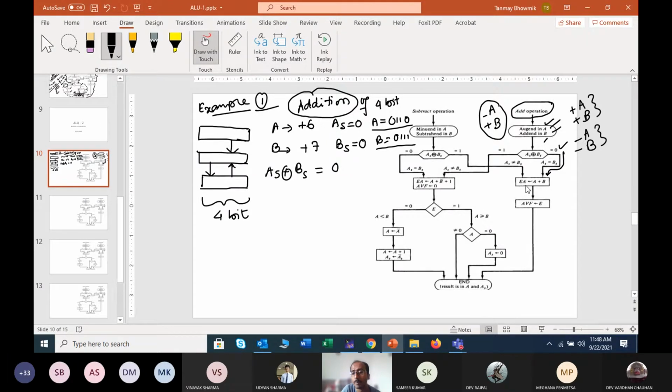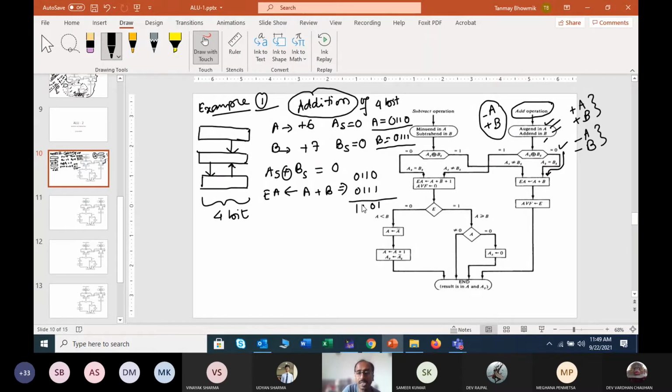Simply we'll perform EA is equal to A plus B. So what should your EA be now? It is A plus B, which should actually be 0 followed by 2, 1, then 0, and B is 0 followed by 3, 1. Now add it. 1, 0, 1, 1. Right?